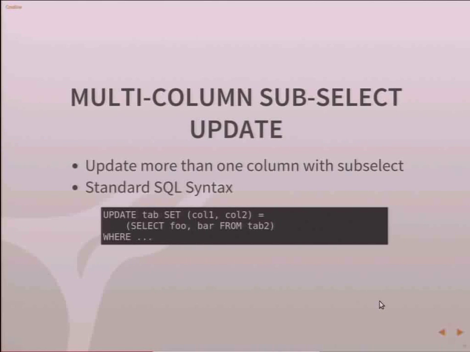Another one seems pretty simple, but it's actually a pretty interesting update. You can now do subselects in updates for multiple columns. That basically sums up what it does. I don't have to get into too much more detail on it.